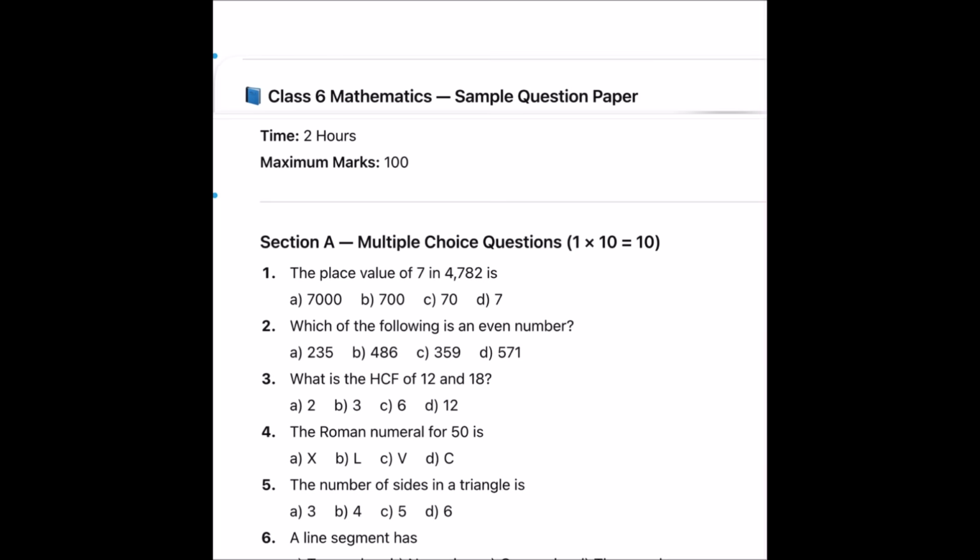And the first question is, the place value of 7 in 4782 is. As we say the number 4782, 7 is at the hundreds place because we are saying 700. So the place value of 7 will be 700. So our answer will be B, which is 700.